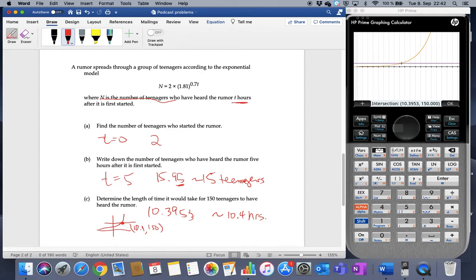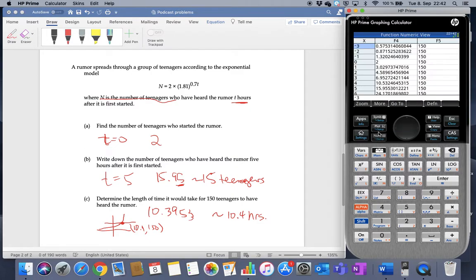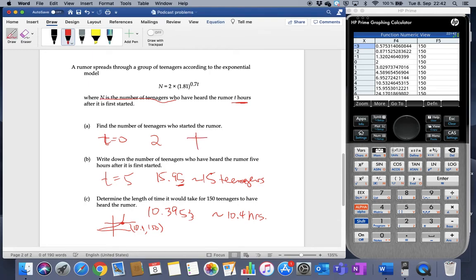If you want to show your work while you're only using the calculator, you would actually show your table. Okay, so the table you would go through and you would show your table, and your work would be like this. It would be T and then N here, and we know that we have 0 and 2. You could do it like that, and that shows that you've used your table.